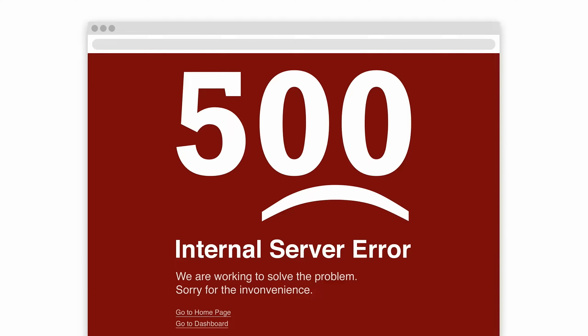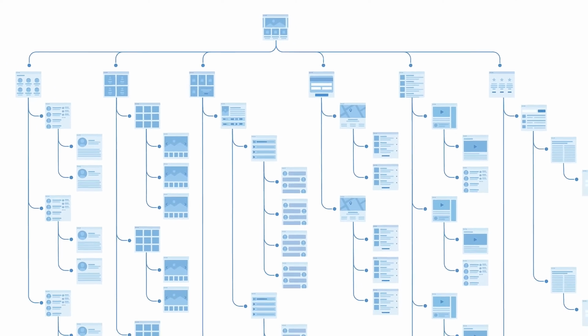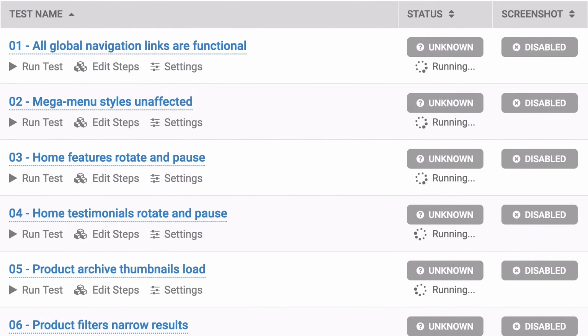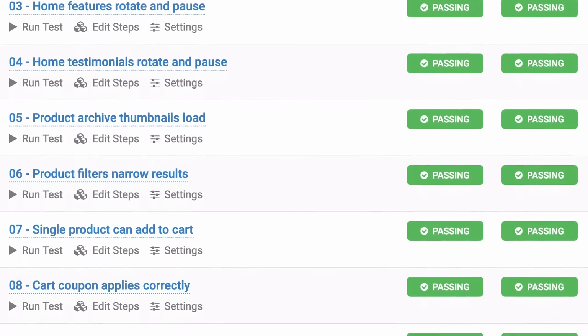Did anything break the last time your production environment was updated? How long does it take to completely test every critical path in your web property from end to end? With Ghost Inspector, you could answer both of those questions by the time this video finishes playing.